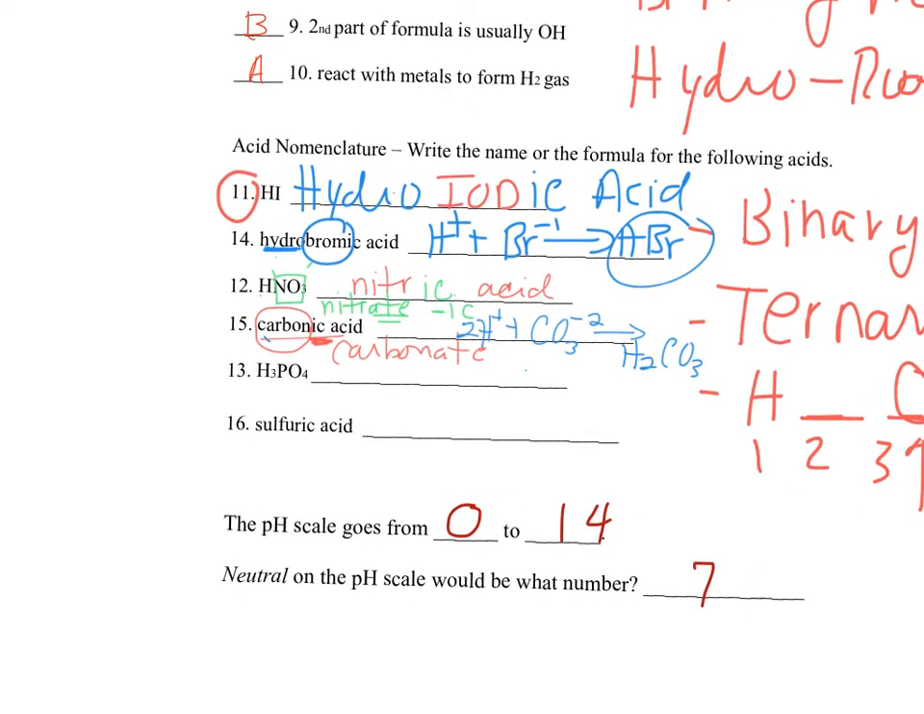This next acid is another ternary acid, 1, 2, 3, or oxyacid. So therefore, we look for the polyatomic ion, which I hope you can see is PO4. That's phosphate. Phosphate ends in ATE. That means that this acid is going to be phosphoric acid.